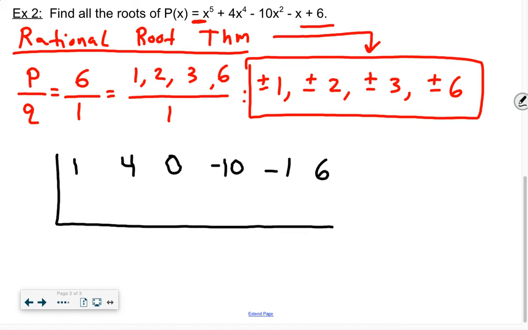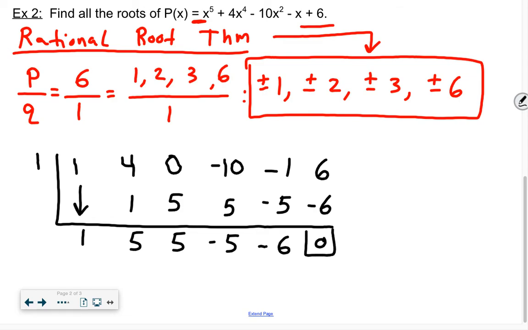And again, it's guess and check is what it is. Now my advice is if they give you 1 as a factor, start with that. So 1 or -1. Let's start with +1 and let's see what happens. We'll drop the 1. Multiply to get 1, add to get 5, multiply to get 5, add to get 5, 5, -5, -5, -6.